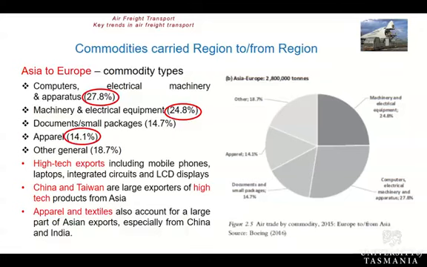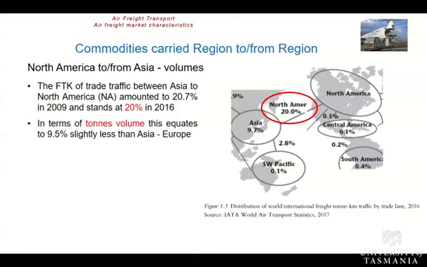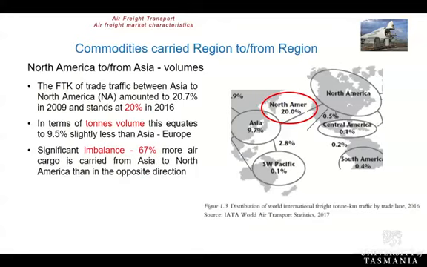And the main areas of the production of that apparel are typically China and India. Okay, moving on to the region of North America to and from Asia, standing at about 20%. That's probably very similar to that in Europe and Asia. Tonnes around about the same amount, around about 10% of all tonnage moves along that route.